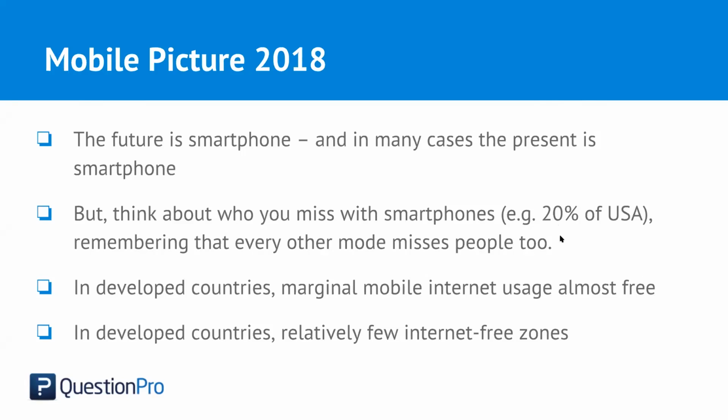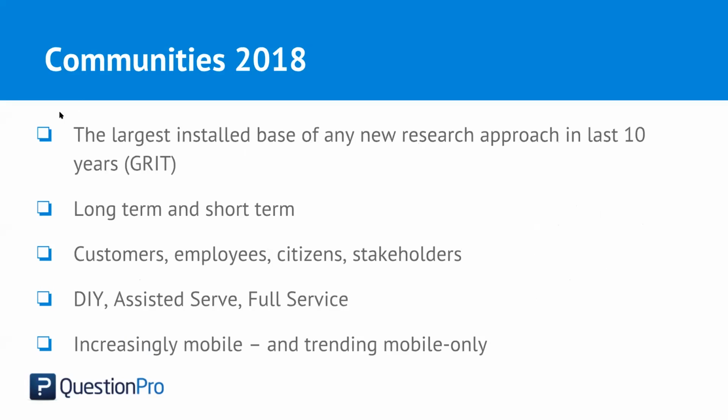So what about communities in 2018? Well, what we're seeing from the GRIT study year after year is that online communities are bigger than any other new research technique out there. Something like $3 or $4 billion worth of research is being conducted in and around online communities.